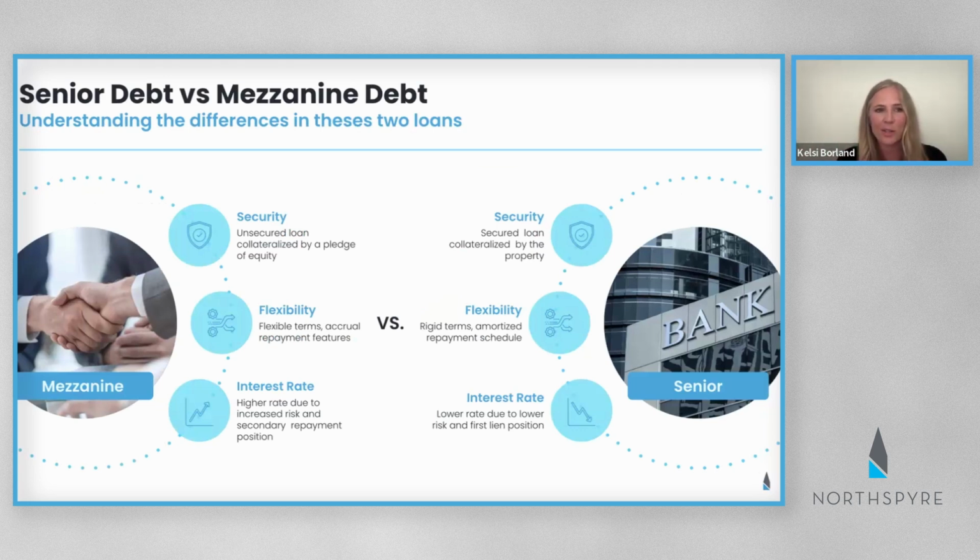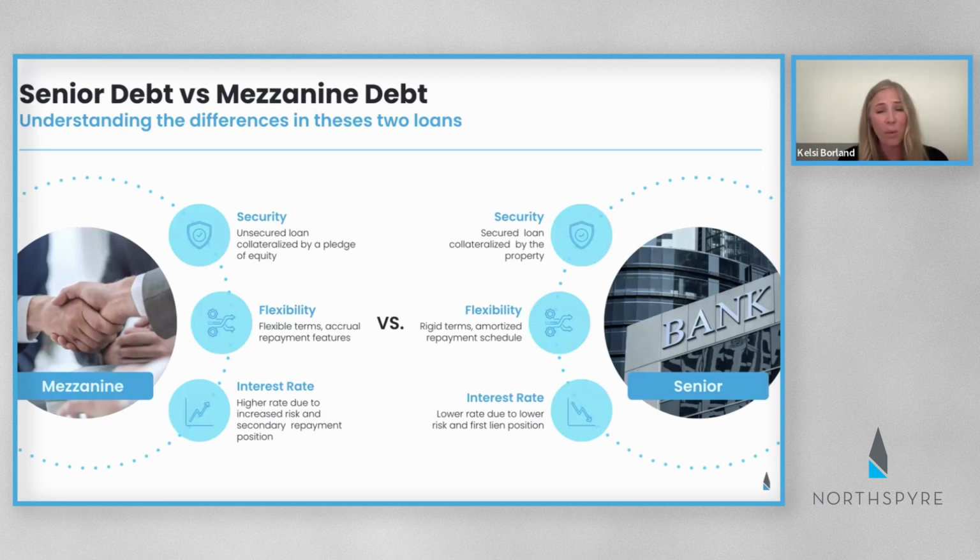But I think it's kind of important to know the differences between senior debt and mezzanine debt and why you might put mezzanine debt on a project in addition to senior debt. Why might that be important? So mezzanine debt, again, is an unsecured loan, which is collateralized by a pledge of equity. On the senior side, it's a secured loan that's collateralized by the property.